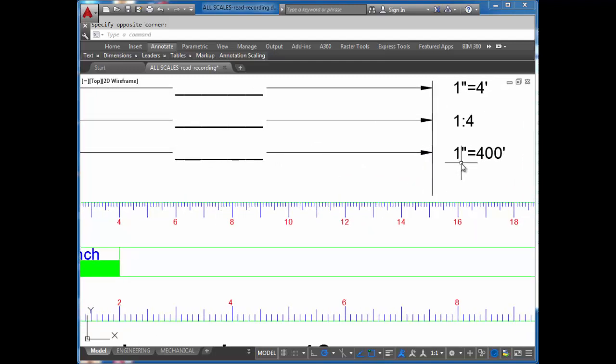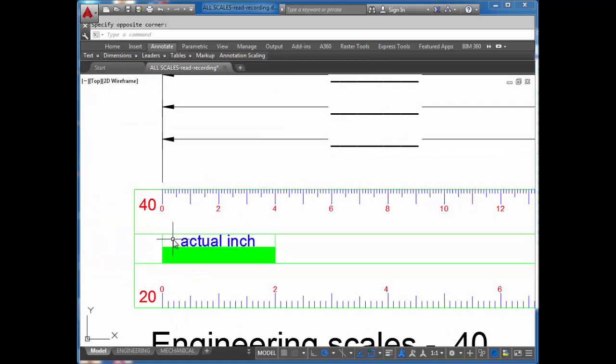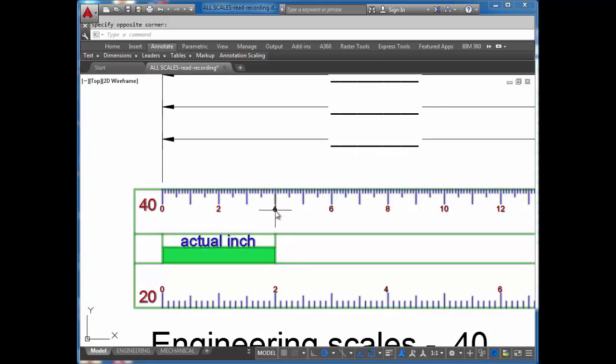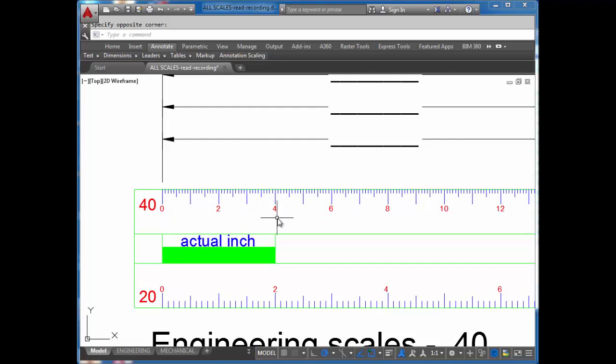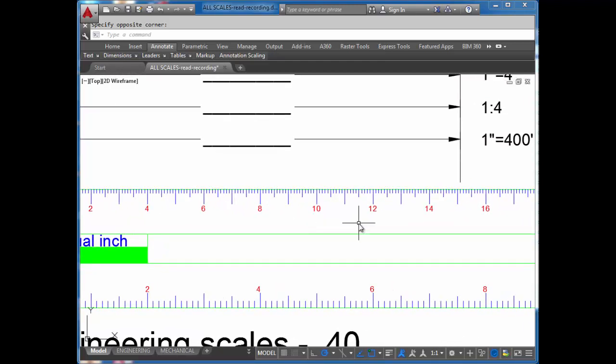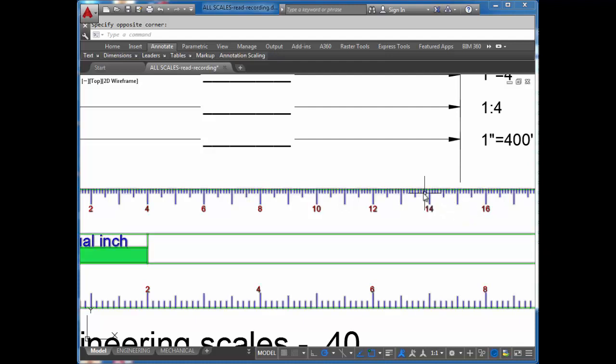If we're imagining that 1 inch is equal to 400 feet, where I can see the actual inch, I can see that 4 lines right up with it. Instead of calling that 4, however, I'm going to now call that 400 feet. That means that this would be 1,400 feet. This would be 1,500 feet. And these tick marks here would be increments of 10. So this would be 1,510 feet.